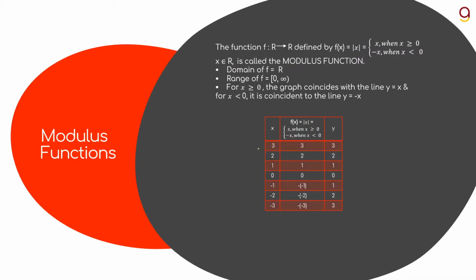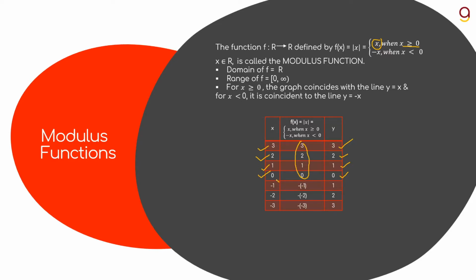Suppose we have a number 3. The output will be 3, because if x is greater than 0, we directly put the value 3. Now, if we have as an input 2, the output will again be 2. If the input is 1, the output will be 1. If the input is 0, the output will be 0. That is, for any number greater than or equal to 0, the input and the output are the same.